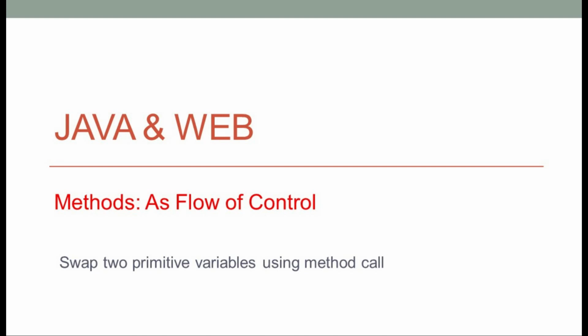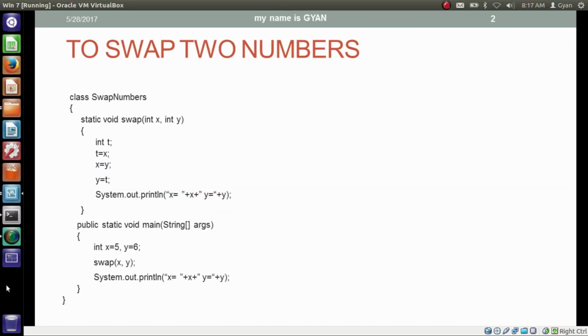Control. In this video, we will try to swap two primitive data using method call. In session 2 of Java and Web, we already discussed the local variables within the method. We know that a variable declared within a block is only visible inside that block. It is not visible outside of that block.